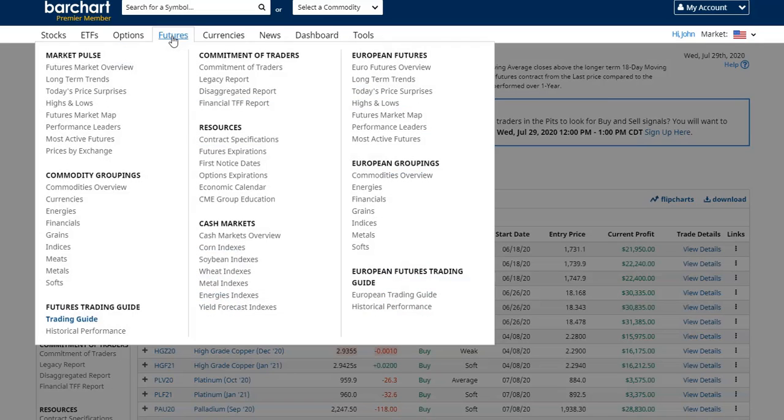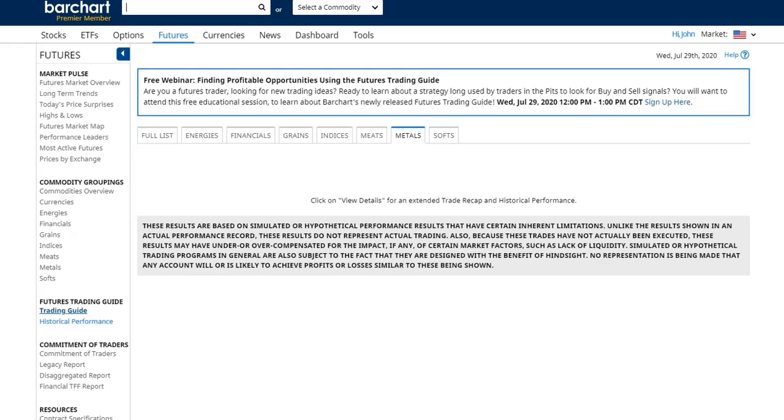As Jean had pointed out, this is the new tool that is in Barchart, and we can be found under the Futures tab. And down here it says Futures Trading Guide, and we can click on the Trading Guide, and it's going to take us to this main page.